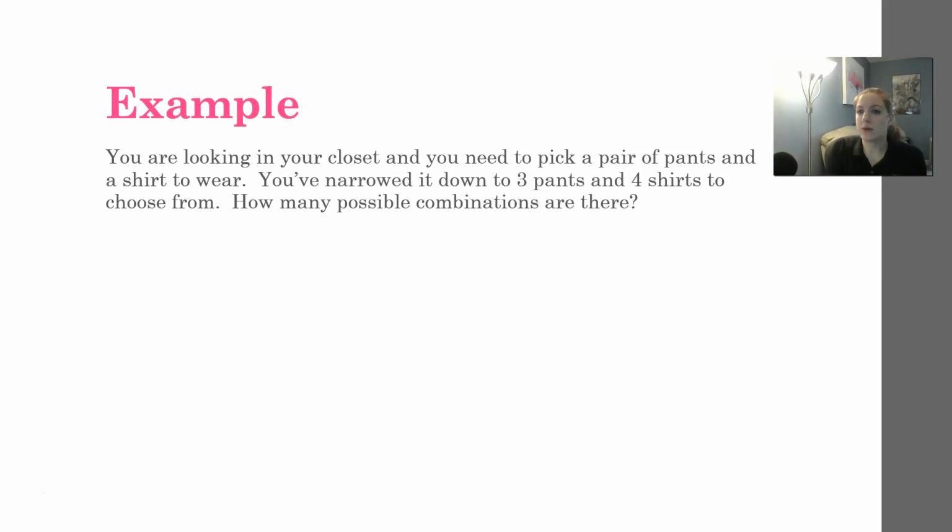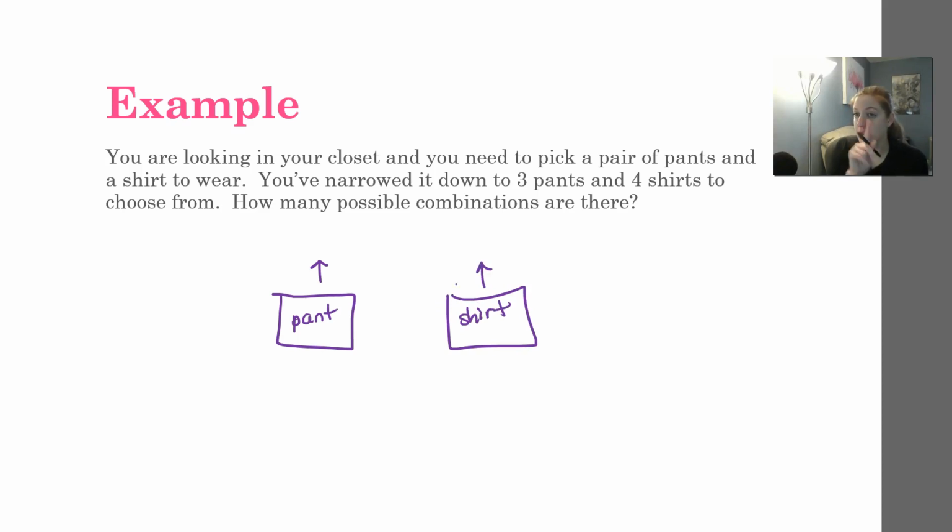Okay, so let's look at the first example. You are looking in your closet and you need to pick a pair of pants and a shirt to wear. So you're picking one item from each of these. We could go ahead and draw our boxes. Our boxes are, you need to pick one pant and you need to pick one shirt. Only one from each. Now you've narrowed it down to 3 pants and 4 shirts to choose from.